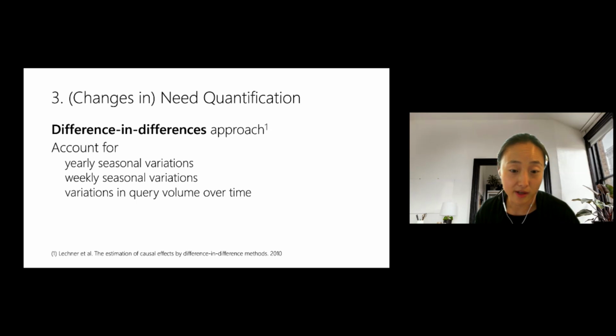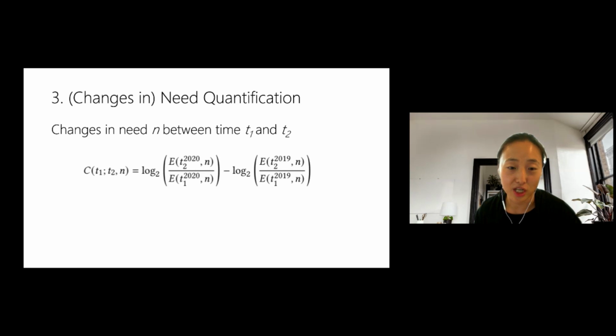We accounted for weekly variations by matching day of the week, essentially aligning the days of the week between the 2 years. We accounted for variations in query volume by computing the relative proportion of the queries that expressed each need. Finally, the changes in the expression of need N between time 1 and time 2 is expressed as this equation here. In our case, T1 is typically before the declaration of the pandemic, and T2 is after the declaration of the pandemic. And we use the logarithmic scale to take advantage of the symmetric properties and the effect sizes that this form provides.